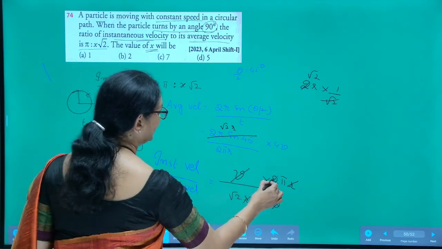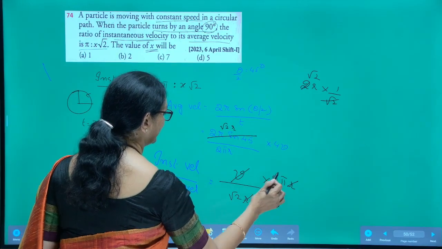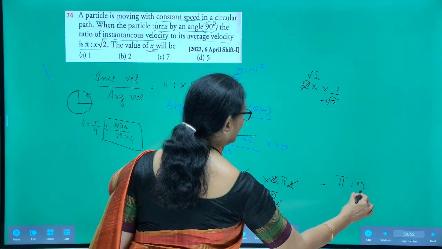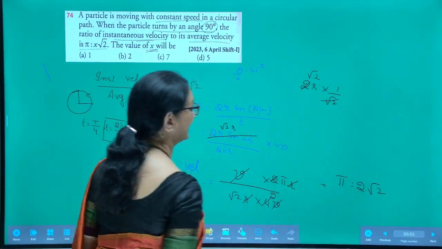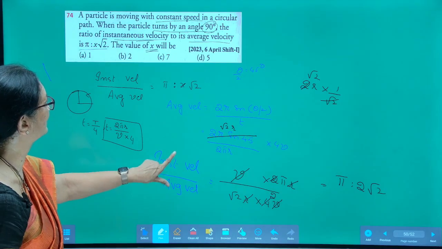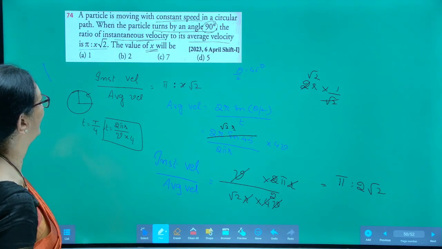So, here this 2 goes 2 times here. So, the ratio is pi is to 2 root 2. That is the answer we got. That is the ratio of instantaneous velocity to average velocity.